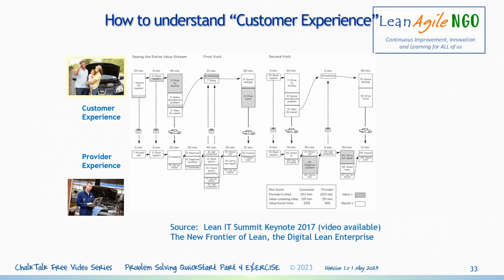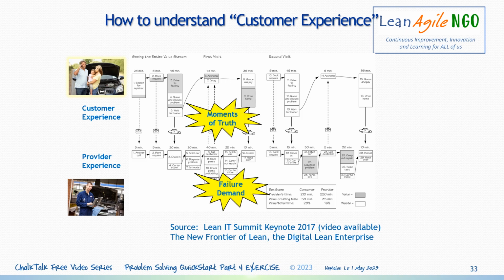We explored this map in part 2 where someone gets their car repaired. There's a swim lane for customer experience and a parallel swim lane for supplier process. This approach helps to identify specific problems from both the customer experience and supplier process perspectives. These are what I sometimes call moments of truth along the way. This approach also helps to identify failure demand, unnecessary workload caused by problems, rework, and so on. It's common to see over 50% of the workload is failure demand.